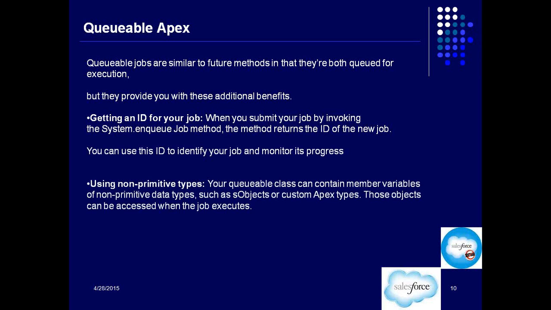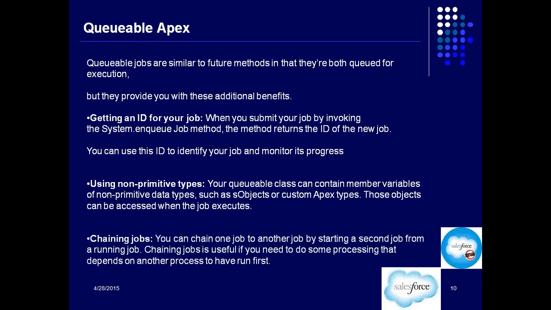Advantage number two for Queueable Apex is using non-primitive types. Your Queueable class can contain member variables of non-primitive data types such as SObjects or custom Apex types. Those objects can be accessed when the job executes. Because this is within the class, you can define your SObjects within it. You don't have to pass the SObject as a parameter or something. Because it's a class, the entire class gets executed whenever the job gets started, and the SObject values can also be fetched whenever the method gets started. So we do not have to restrict ourselves to primitive data types. We can also use non-primitive data types. That's a good advantage.